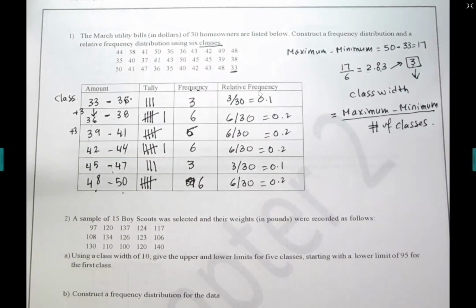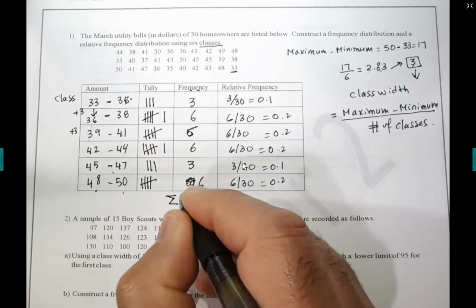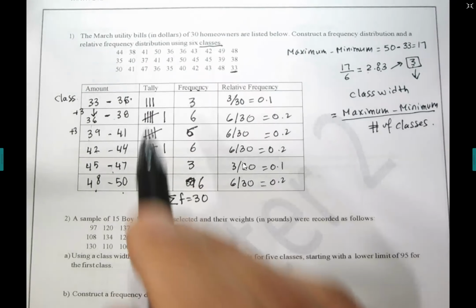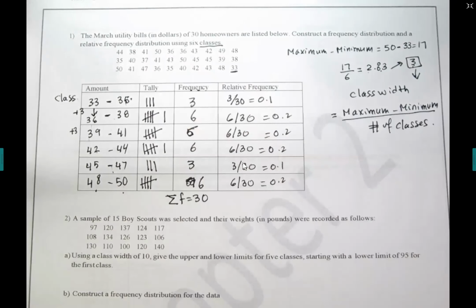Let's see. Chat, let me see in the chat box. Oh, because we put 30, there are 30 of them. So if you count them, the total here should be 30. If you count the frequencies, the sum of the frequencies should be 30. That's 30 values right there. All right. Okay.